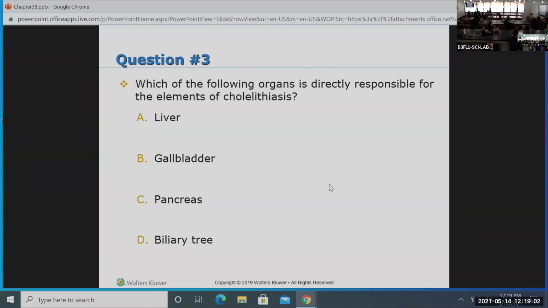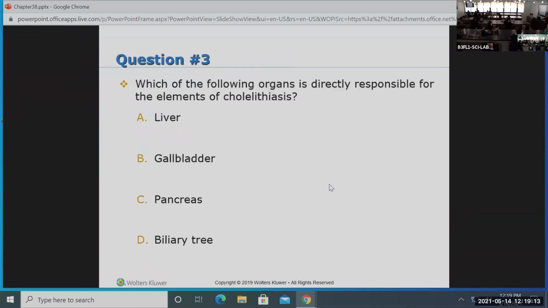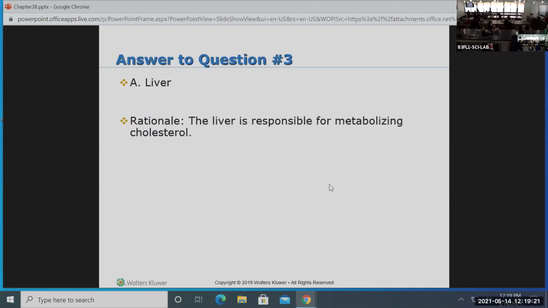Which of the following organs is directly responsible for the formation of cholelithiasis? Gallbladder? Gallbladder. Liver, sorry. The liver is directly responsible, because the cholesterol is coming in surplus. The liver is exporting the cholesterol which is surplus for the body, which is not needed, and that causes formation of stone.